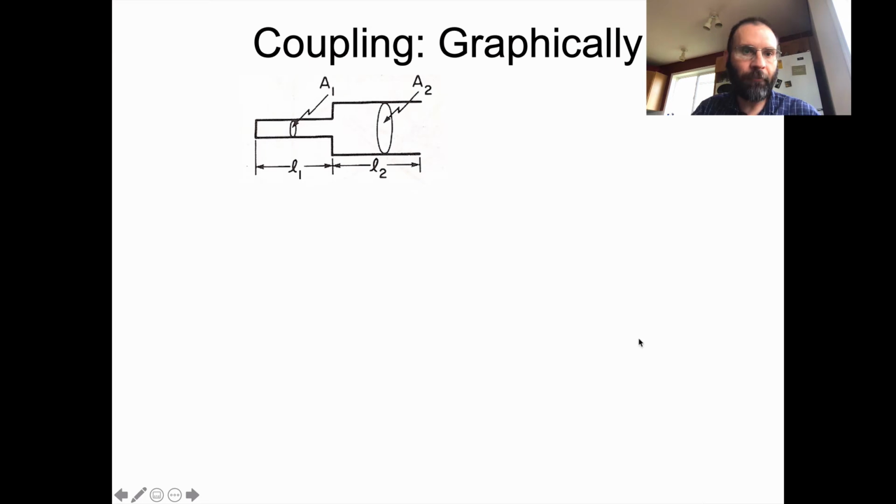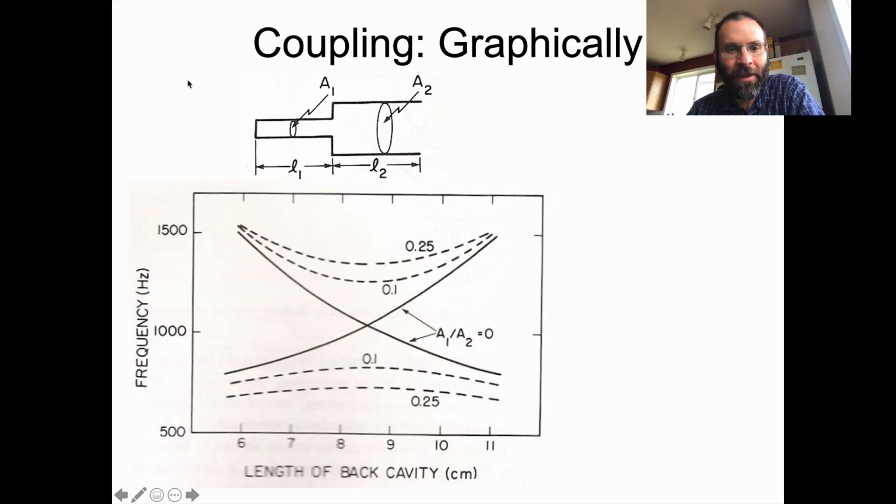So this is looking at the same sort of setup with slightly different variables here. This is just the length of one, or the length of the back tube. This is the cross-sectional area of the back tube. This is the cross-sectional area of the front tube. And this is the length of the front tube. One is back, two is front. So what this graph shows you is what happens as you change the ratio of the cross-sectional area of the back tube to the cross-sectional area of the front tube.